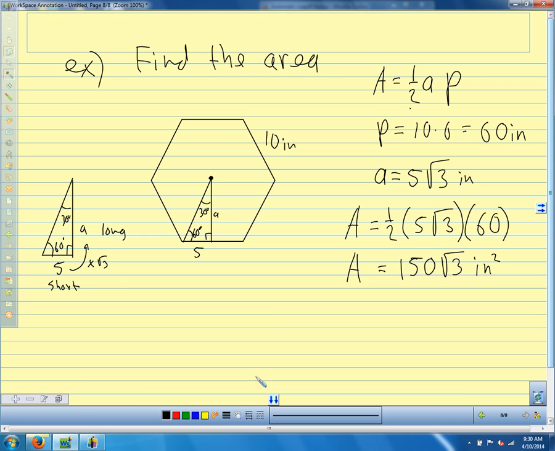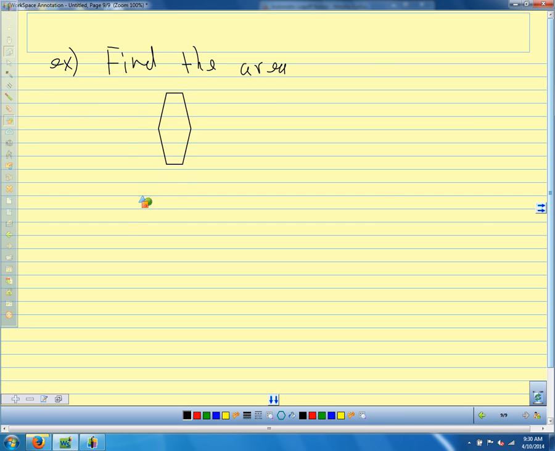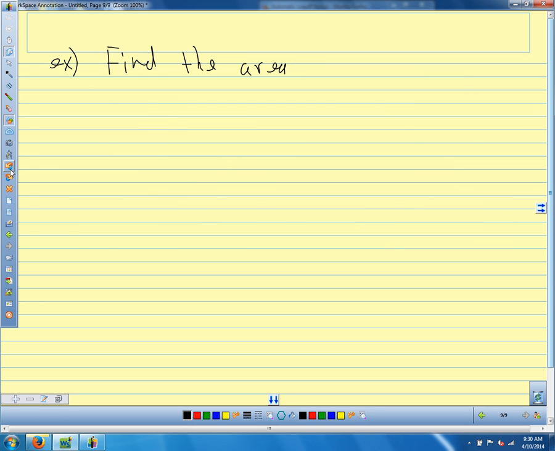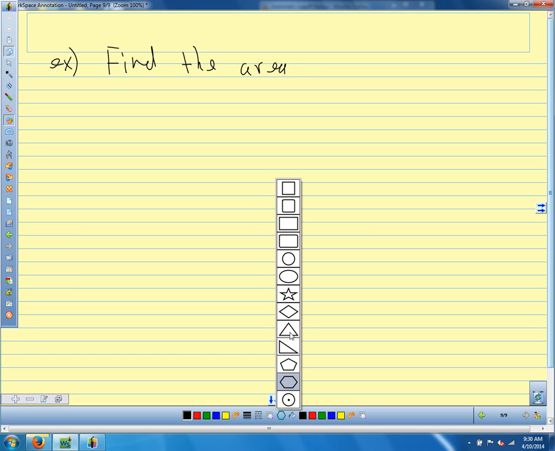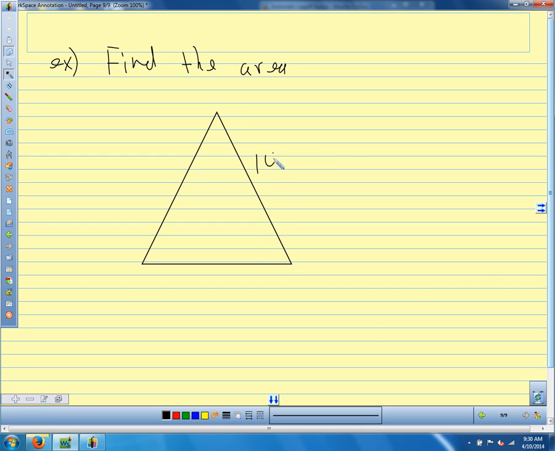Are we good on that example? Okay, let's look at another one. Same kind of thing. Find the area. I don't want that shape. I want a different shape. There we go. This time we have an equilateral triangle. Equilateral triangle, and that's 14.